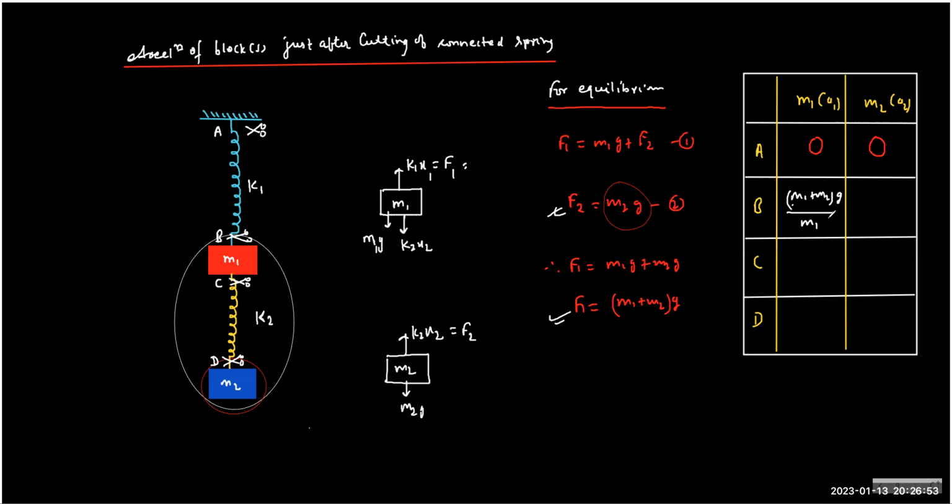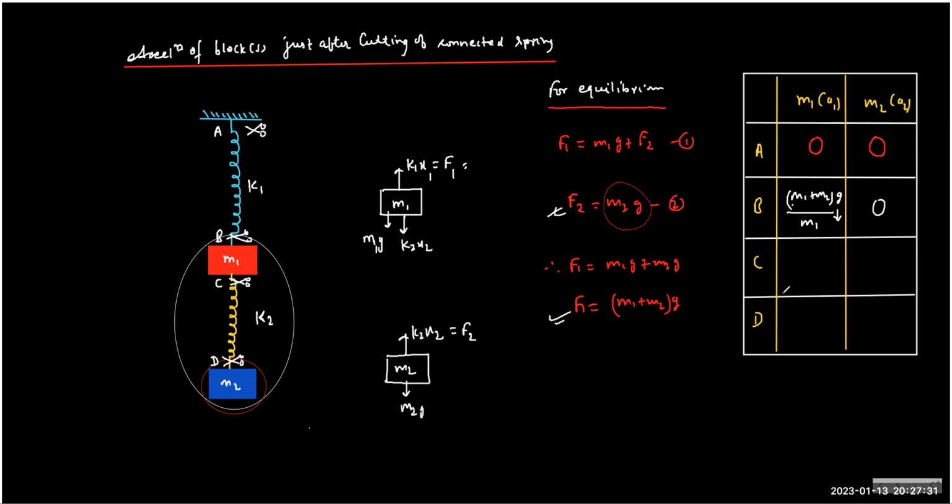And therefore, now M1 will go downward or upward? It will accelerate downward, right? Why? Because when you remove the top force, it will go down. If you remove the bottom force, it will go up. Now, what about M2? Is there any change in the life of M2 by cutting the spring at B? No. So what will be its acceleration? So 0.